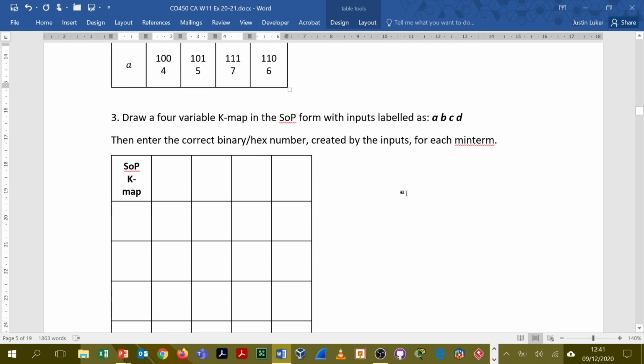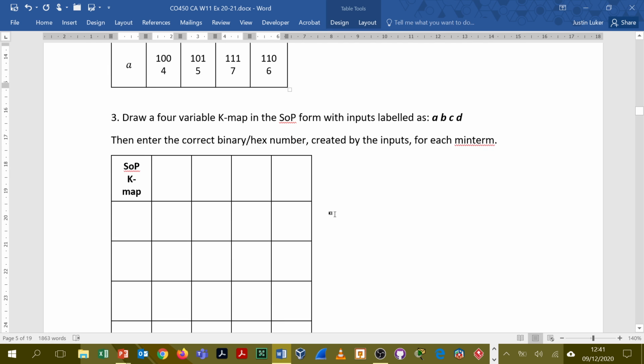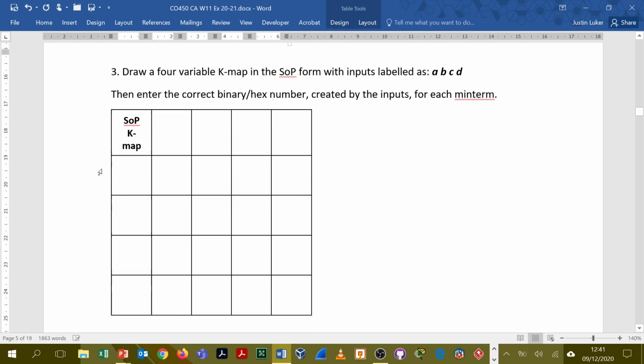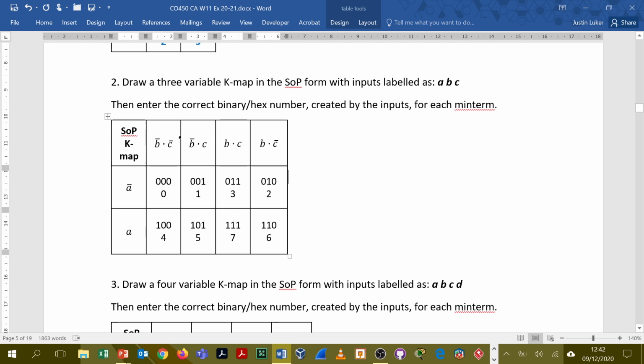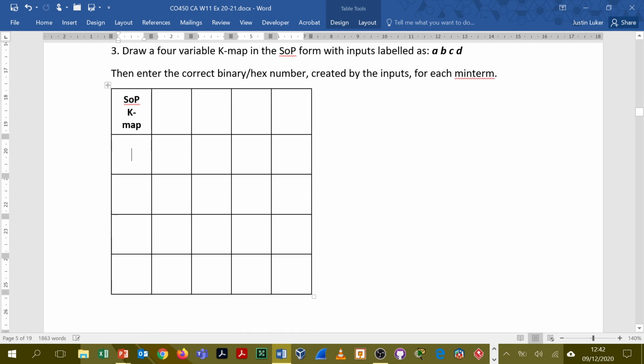So next one, we've got a 4 variable K-map, just to practice drawing that out. Again, using sum of products. So we're going to need to draw in these inputs. I'm going to copy this little equation here, just to help speed things up a little bit. Right, so let's go right across here.